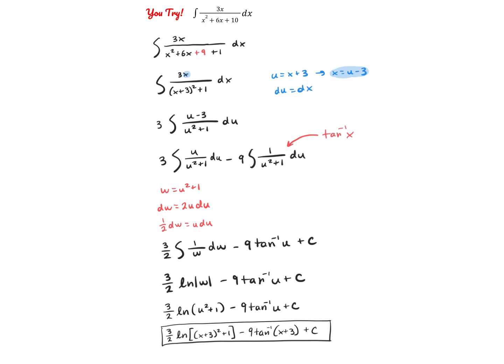So remember completing the square, breaking up fractions, trying long division to rewrite a fraction. Those are all great strategies to try when u sub doesn't initially work.